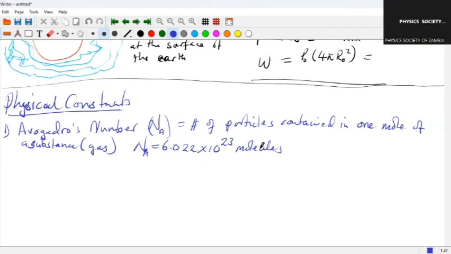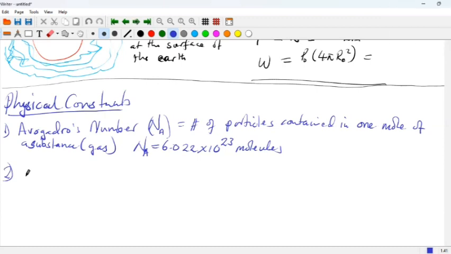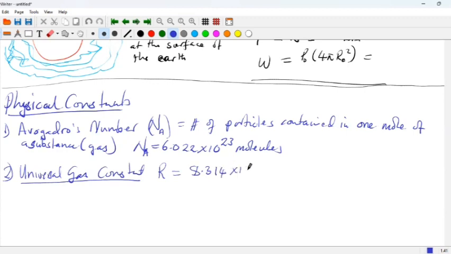Okay, so this is the one physical constant that we are going to encounter in this course. The second physical constant that is important in this topic is the universal gas constant. For the universal gas constant, we use the symbol R. It has a value of 8.314 times 10 to the power.